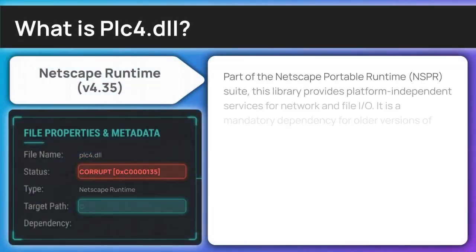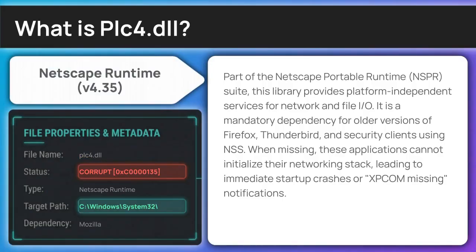This is the Plc4 module, part of the Netscape Portable Runtime (NSPR) suite. This library provides platform-independent services for network and file input-output. It is a mandatory dependency for older versions of Firefox, Thunderbird, and security clients using NSS. When missing, these applications cannot initialize their networking stack, leading to immediate startup crashes or XPCOM missing notifications.